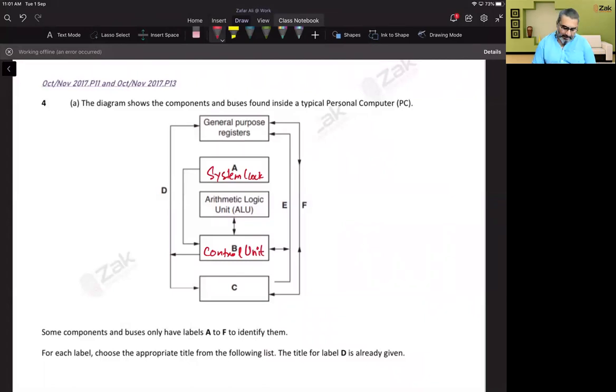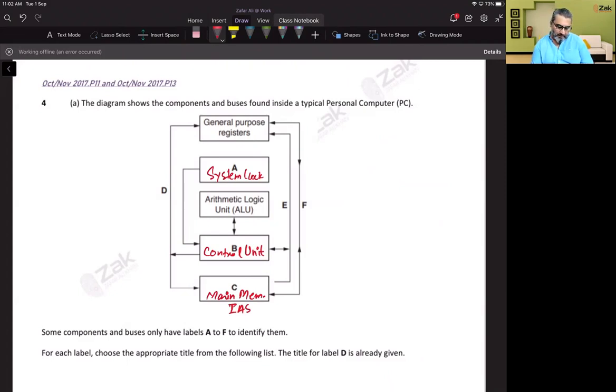Okay. And then what is C? General purpose registers are attached to it, and the data is going from C to general purpose register. So definitely it is main memory. And in the new syllabus it is also called immediate access memory, IAS. Now let's see what is D. D is connected between general purpose registers and C, and it is two-way. So D is definitely a bus. Which bus is this? D is actually data bus.